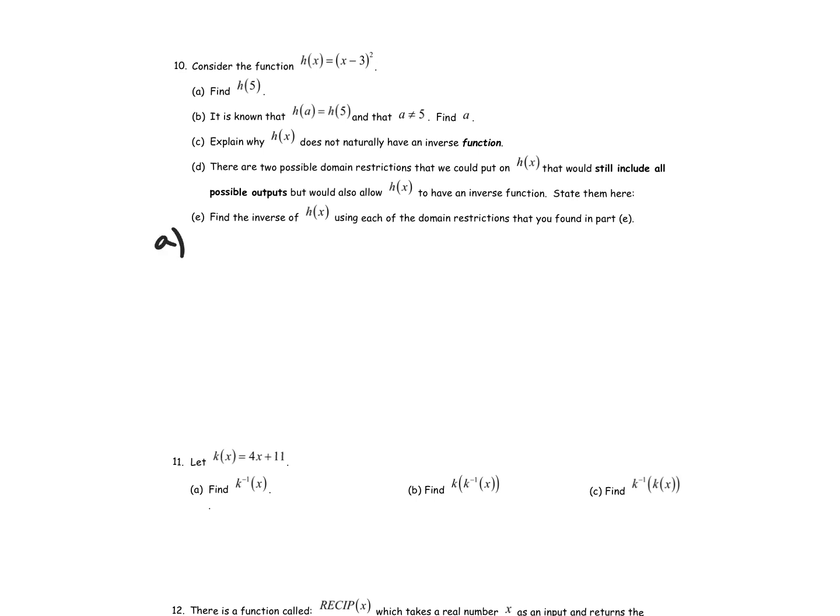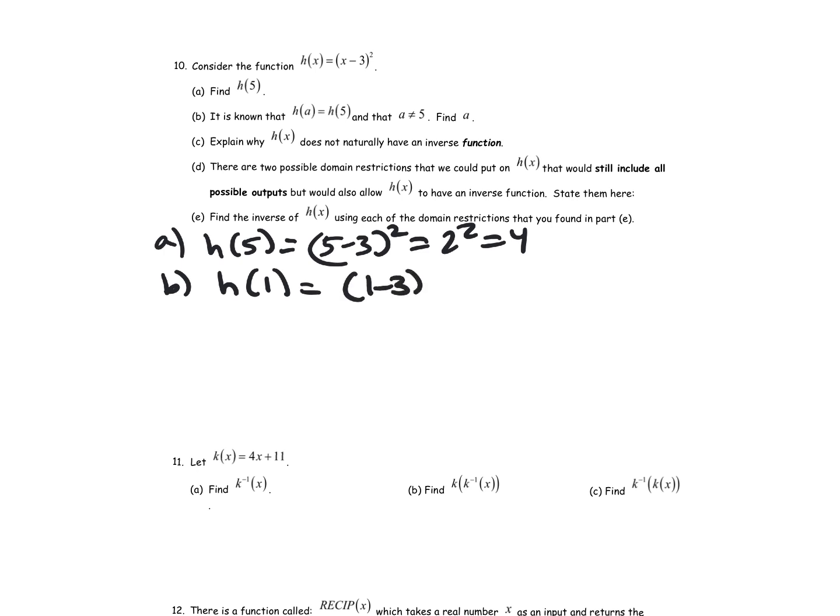In part A, it's saying find h of 5. So I plug in 5 for x, and I get 5 minus 3 squared, or 2 squared, which is 4. In part B, given that this is a parabola, which is going to have some symmetry, find another value that I could plug into h that I would get the same output as when I plug in 5. In other words, what's another value for x that gives an output of 4? You'll find if you plug in 1, I get 1 minus 3 squared, or negative 2 squared, which is also 4.